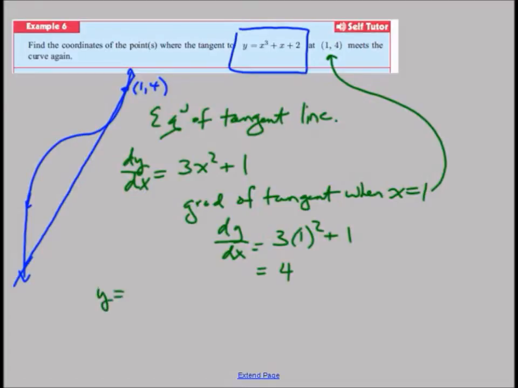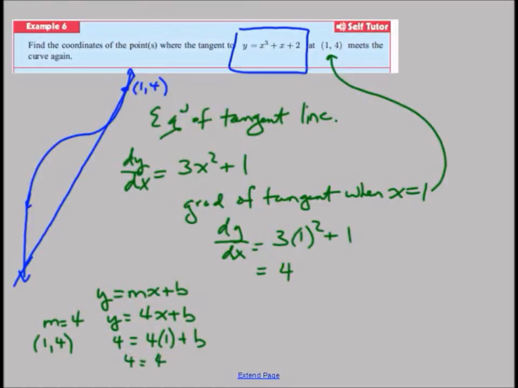This is a straight line, so y equals mx plus b. Slope is 4, so 4x plus b. The point of contact is 1, 4, so substitute that in to calculate the y-intercept. And the y-intercept is 0. Therefore, the equation of the tangent is y equals 4x.